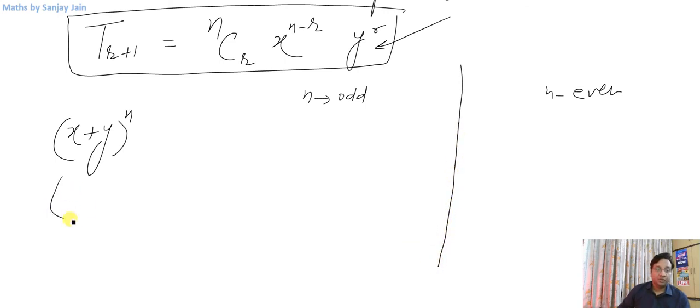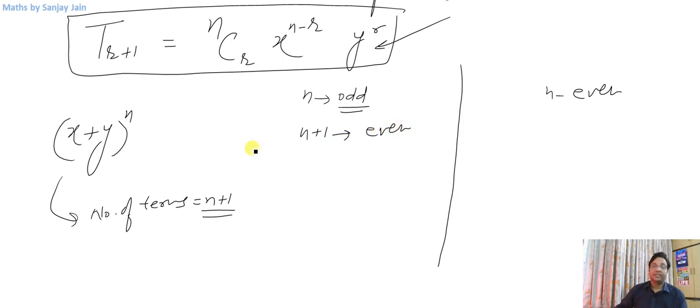Now I know what will be the number of terms in it. Number of terms will be one more than this power, that is n plus 1. So if n is odd, what will be n plus 1? It will be even, right? And when you have got an even number of terms, for example 1, 2, 3, 4, these are an even number of terms, 4 terms I have written, then what will be the middle term? I'll have 2 middle terms. I won't have a single middle term.